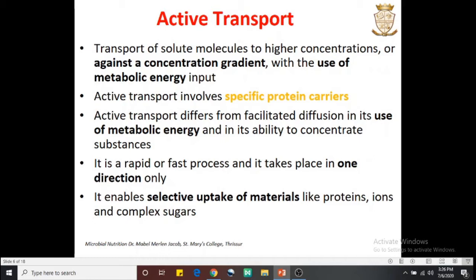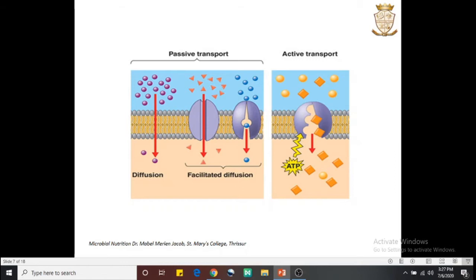In facilitated diffusion, though a carrier protein is used, there is no energy involvement, and there also the transport happens only till equilibrium is reached, whereas in active transport there is use of metabolic energy and substances can be concentrated. The transport need not stop once the equilibrium is reached. Active transport is a rapid, fast process. It takes place only in one direction. It enables selective uptake of materials like proteins, ions and complex sugars. So these are the differences between active transport and passive transport.